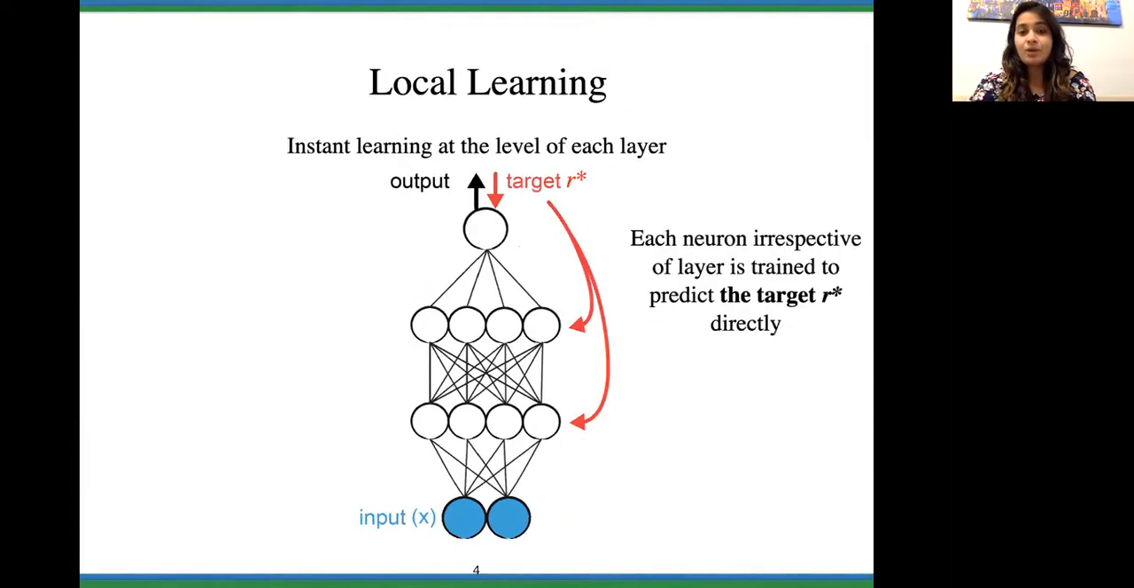A workaround to this is local learning, where the target gets fed back to each and every layer, and the job of each neuron in each layer is to predict the target directly. So it doesn't have to do any of this forward pass, backpropagation business. It can instantly predict the target. And this doesn't quite work too well.